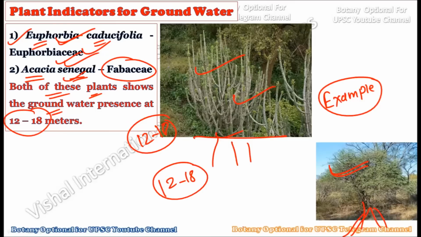Okay, so in the mains examination, if they ask you about the plant species which show the presence of the groundwater, these are the two examples which are very important to be mentioned in the mains examination, in order to get the complete marks. All right.